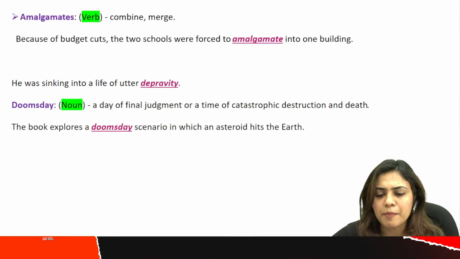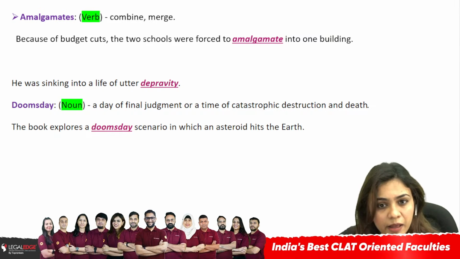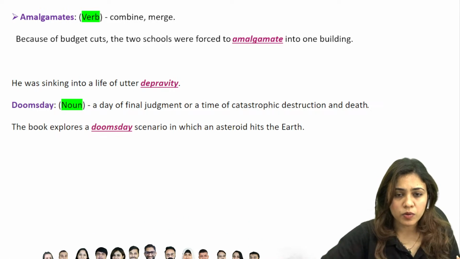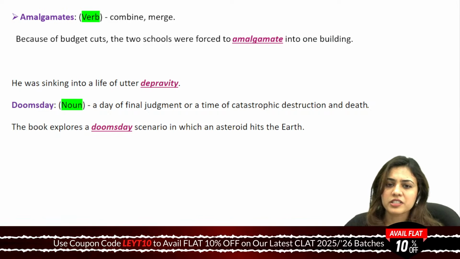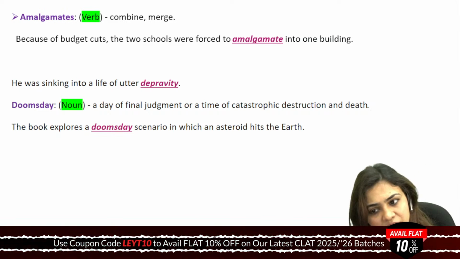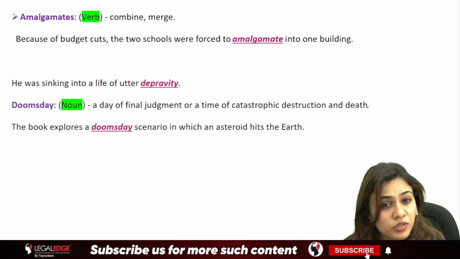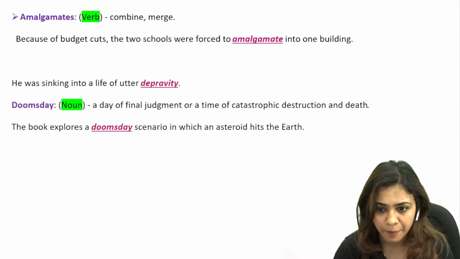The next one is amalgamates. Again, amalgamation is a very famous word in chemistry. And when we talk about amalgamating something, it is basically a verb and it is used to combine something or merge something. Like you can use it here also. Because of budget cuts, the two schools were amalgamated or the two schools were forced to amalgamate into one building, combine into one building. Okay.